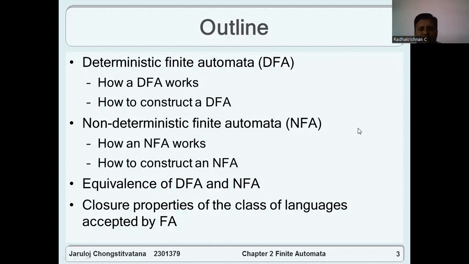Now, what are the points we discuss? In this video, we discuss the deterministic finite automata model and how it works. These are the points we are discussing. The deterministic finite automata definition, how it works, how it is constructed. And similarly for non-deterministic finite automata, how it works and how it is executed.